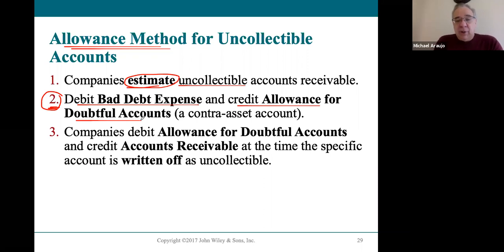So that money, even though it's expensed that year, that money is still sitting in that allowance account. So as they identify people or companies who are not going to pay them, they take the money out of the allowance account and technically write off that company's receivable from their books. They take it off the books. So that's the process that they have to go through for a corporation.